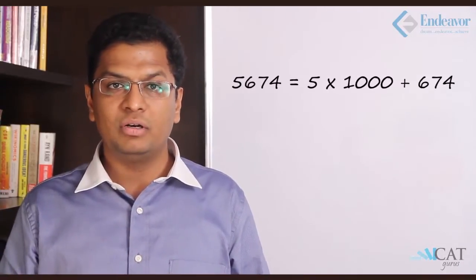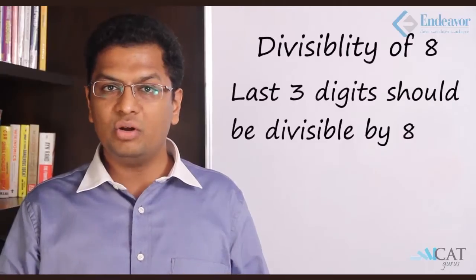If we have to check say 5674 is divisible by 8 or not. Now let's break it further. 5 into 1000 plus 674. Now 1000, as we know, is divisible by 8. So all we need to do is 674 has to be checked. Similarly, if we extend it further to more numbers like 16, 32 or 64. Since it was 3 digits for 8, it has to be 4 digits for 16, 5 digits for 32, and so on. So this is how the divisibility for 2, 4, 8, 16, 32 can be checked very easily. Let's move ahead.